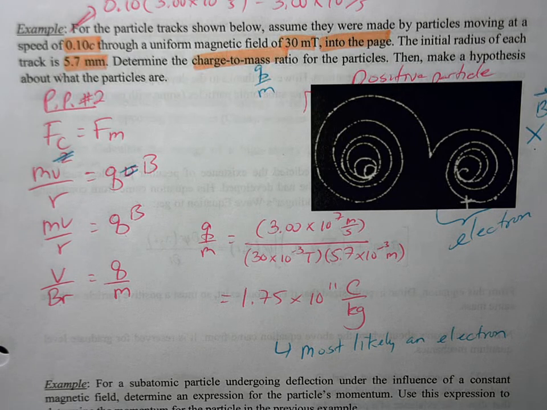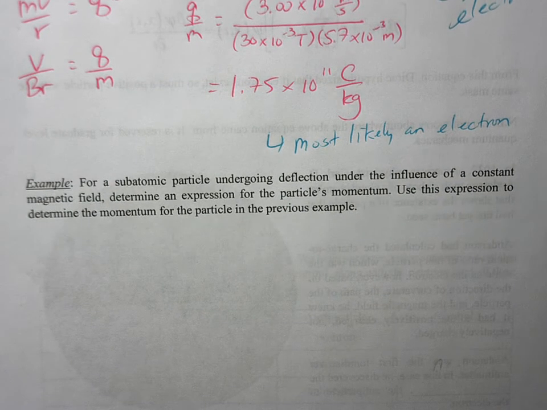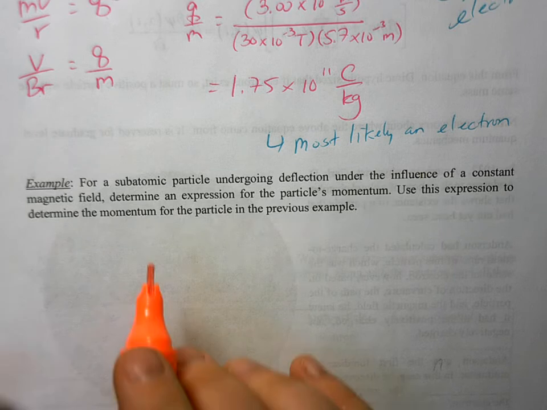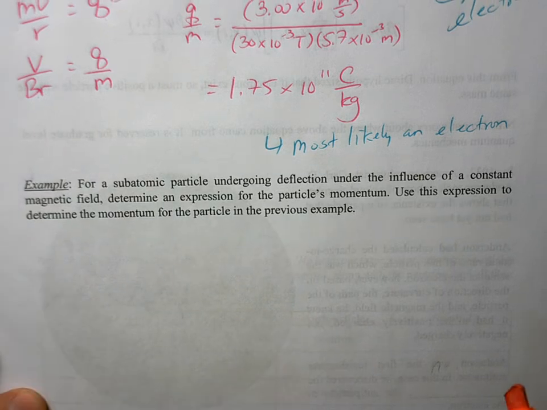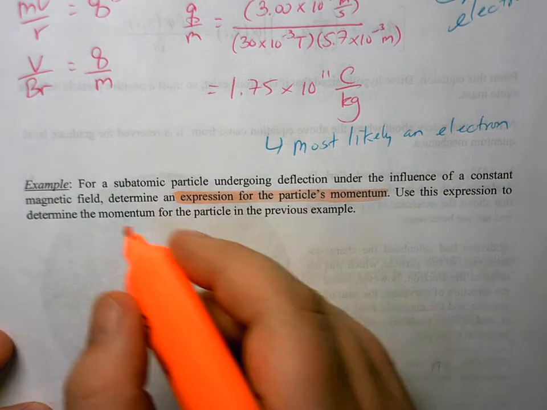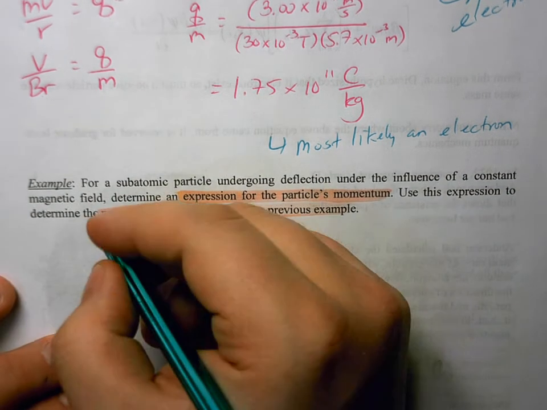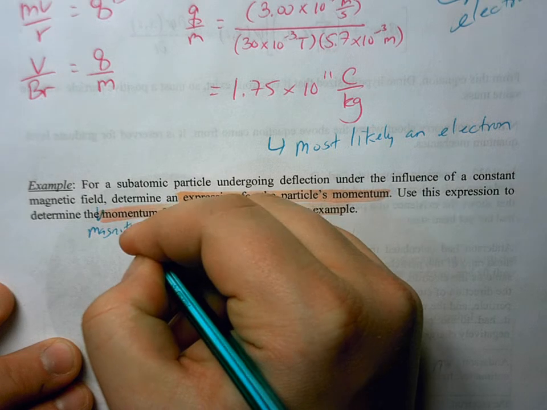Right, the last thing to just finish up here. Sometimes you are asked questions about particle momentum, and the first thing people want to do is, well, momentum p equals mv or E equals pc. We just have to finesse our methods just a little bit. mv works, but we have to expand that in terms of particle physics. So for a subatomic particle under the influence of a constant magnetic field, we're going to determine the expression for the particle's momentum, and then use that to determine the momentum of the particle in the previous example. Rather, I should say determine the magnitude of the momentum. Direction I'm not too worried about at the moment.